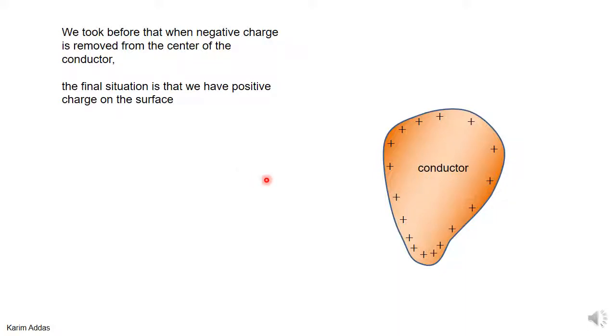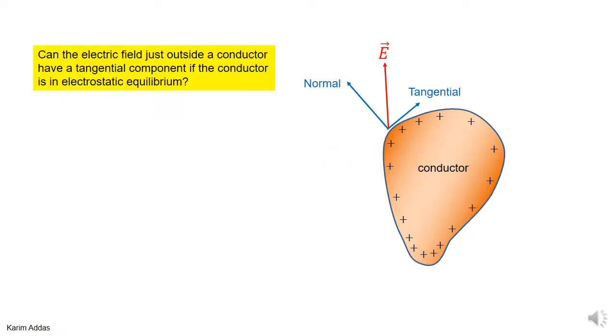We saw before, in the previous videos, that if you take some negative charge out of a conductor, the remaining positive charge, when electrostatic equilibrium is established, has to be at the surface. So the question is, if you look at the tangential component of the electric field just outside the surface in electrostatic equilibrium, we said before, in a brief way, that this tangential component cannot exist.